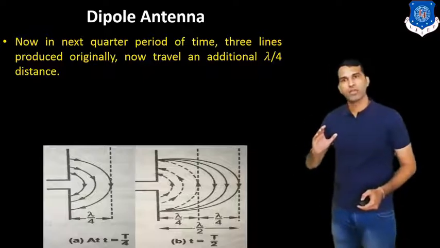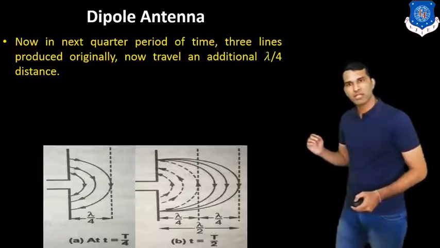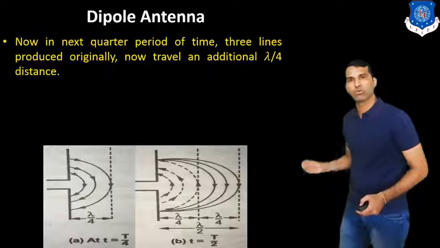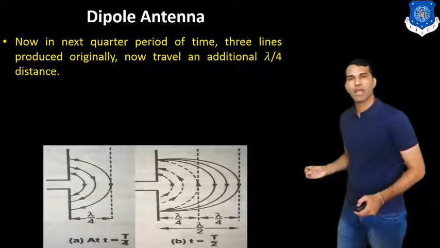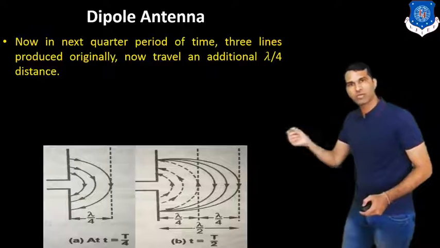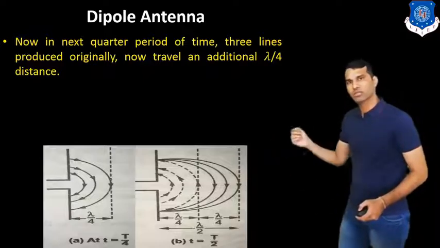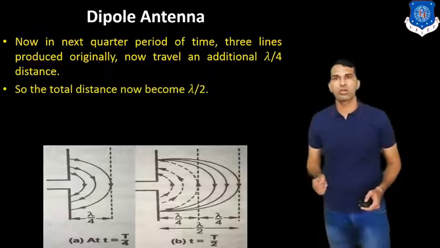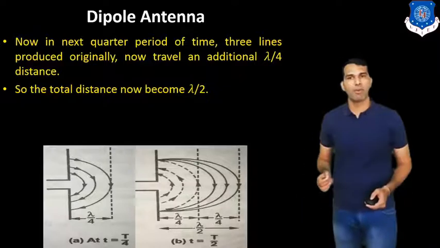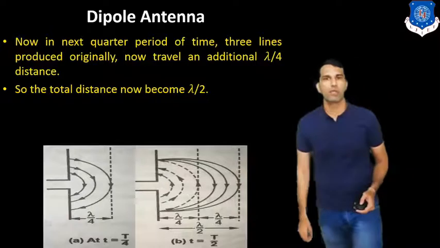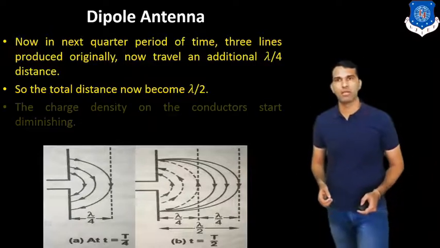So at that time, the radiation mechanism is changed from the downward side to the upward side. We can see, downward side to upward side, and in the first half we discussed upward side to the downward side, because here the polarity is changed. So the total distance now is lambda by 2, because here lambda by 4 plus lambda by 4. So the total distance becomes lambda by 2.